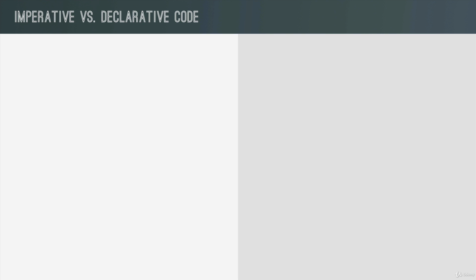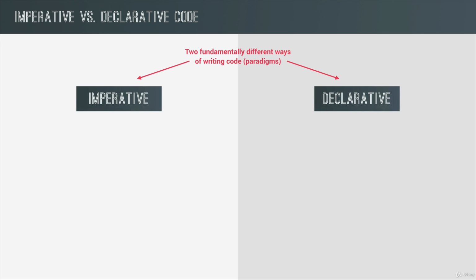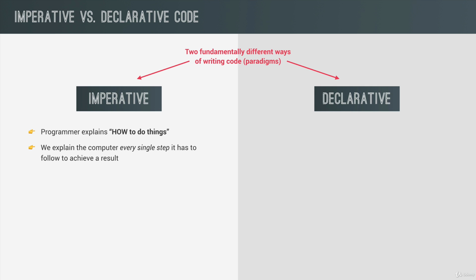And so we're going to take a small detour here and talk about declarative code. There are two fundamentally different ways of writing code in programming, which we also call paradigms. These two paradigms are imperative code and declarative code. Now, whenever we write imperative code, we basically need to explain to the computer how to do a certain thing. So basically, we need to explain every single step that the computer needs to follow in order to achieve a certain result. But this might sound a little bit abstract, so let's try a more real-world example.